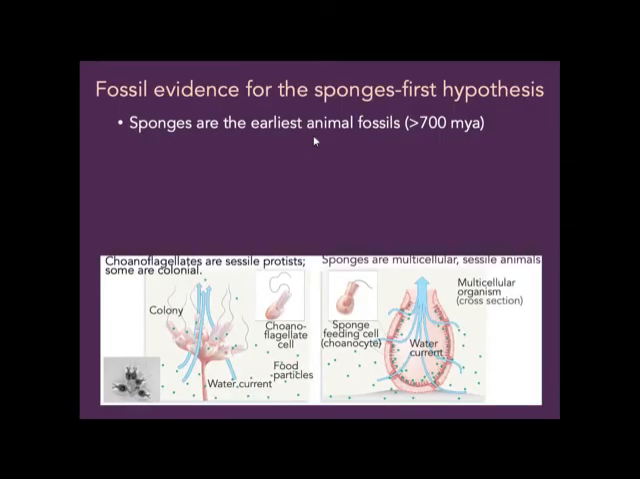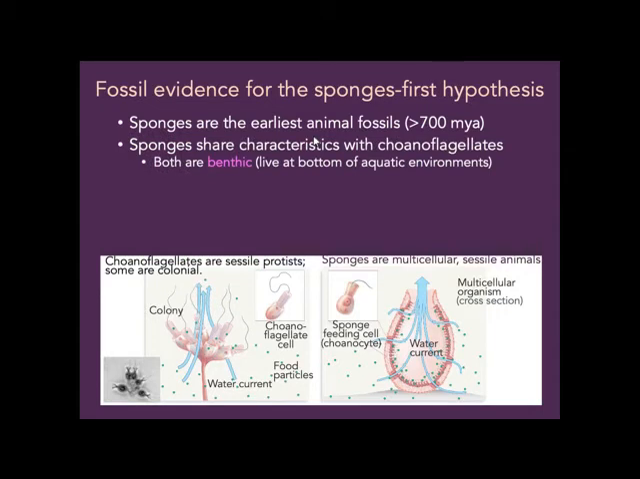Okay, so we have some fossil evidence that supports the idea that the first animals were sponges. So the earliest fossils that we have found are sponges. Those date to over 700 million years ago. Sponges share characteristics with a kind of protist called a choanoflagellate. Okay, that's what the choanoflagellate looks like. It's got a little collar and then a flagellum that sticks out. This is what a cell that is part of a sponge looks like. We call it a choanocyte. Choano just means collar, so it's got a collar. They both have a collar.